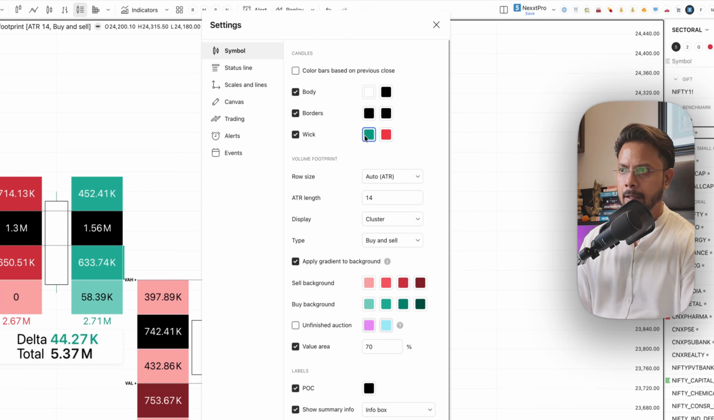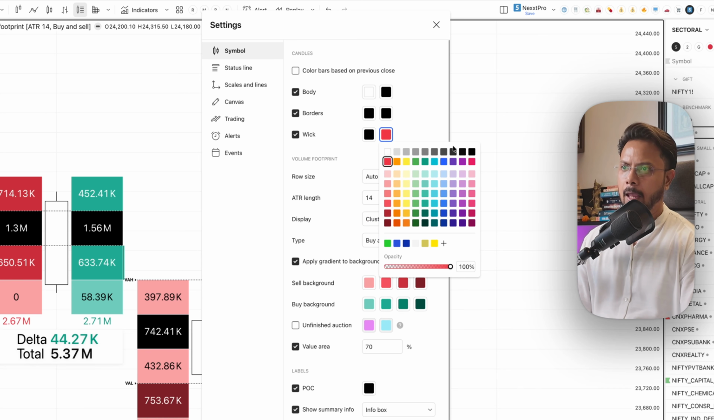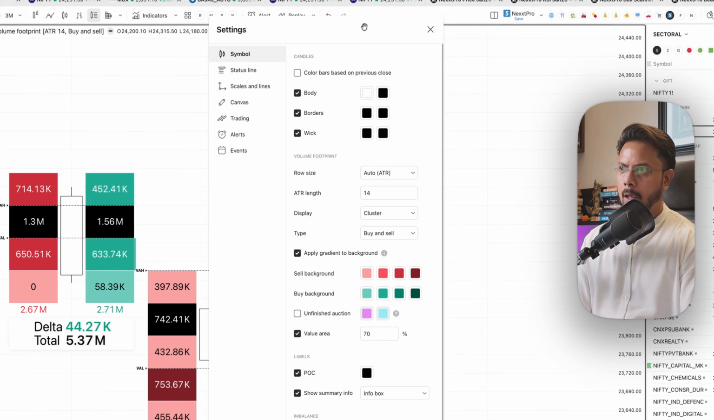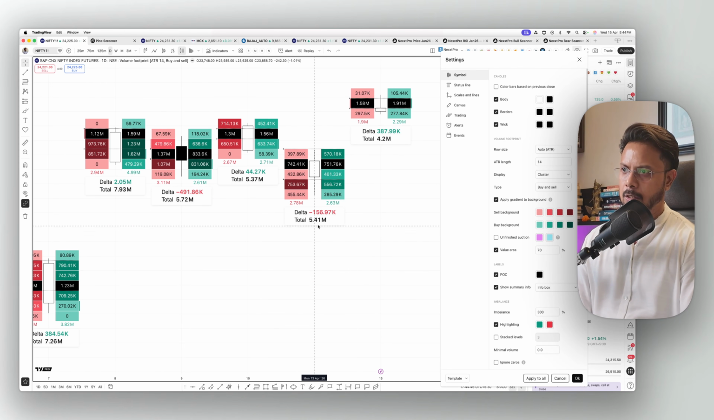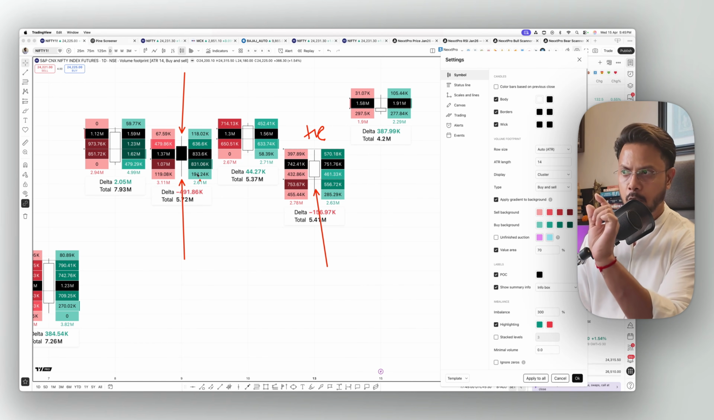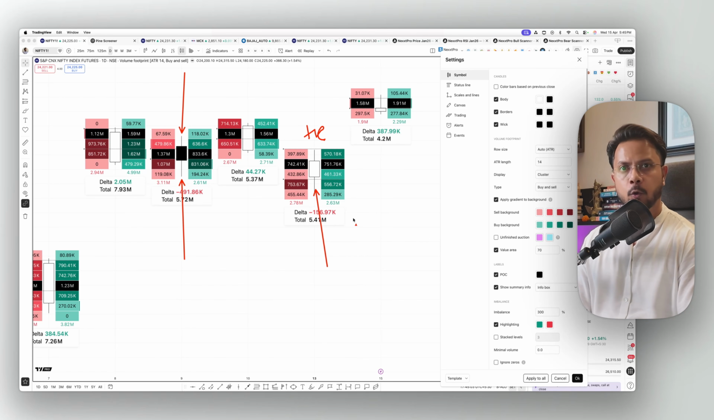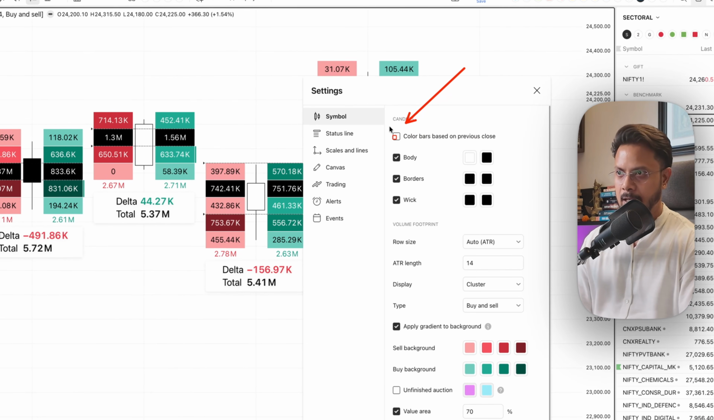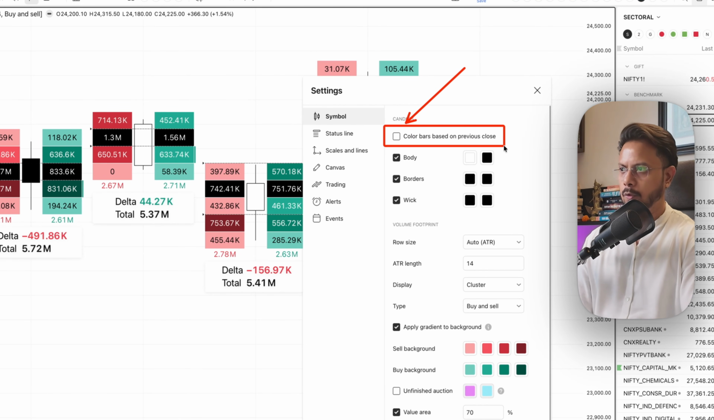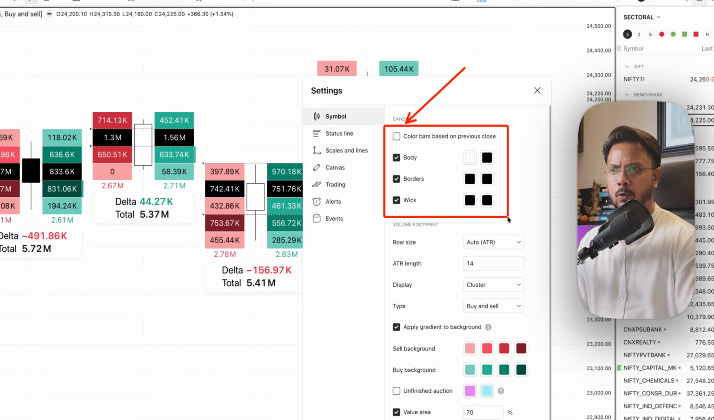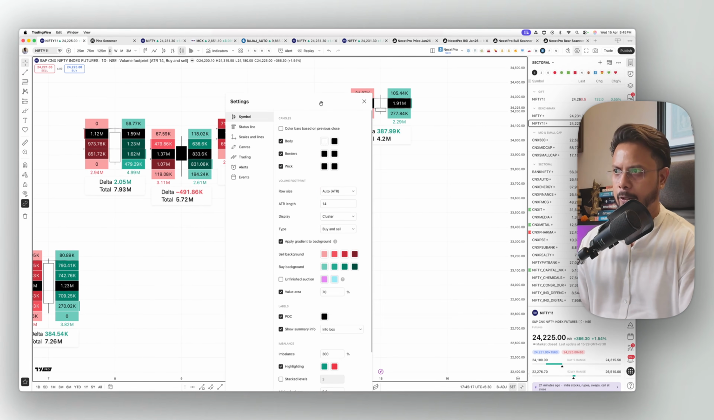Borders, I'm going to shade them black. Wicks, I'm going to make them black. And there you go. You can see at the back of my chart, if it's a white unshaded candle, it was a positive day, and if it's a traditional black candle, it was a negative day. By positive day, negative day, I mean candlestick close versus open, not close versus previous close. So I have kept this particular box unchecked. So step number one is more cosmetic, more aesthetic, nothing to do with volume footprint at all.